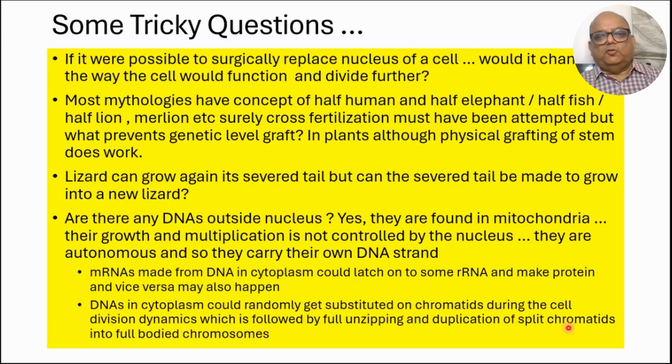And DNA in the cytoplasm could randomly get substituted on chromatids, because whenever there is a big movement of spindles doing cell division, at that time the chromatids are fully unzipped because they have to replicate and develop the other half. So at that time it is just possible that a complete DNA strand, that is both halves of the strand, can get substituted on some chromatid and go into the nucleus of the daughter cell.